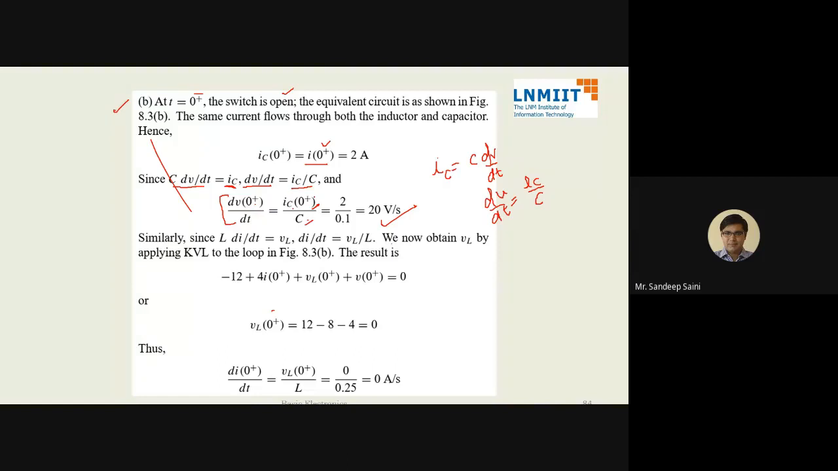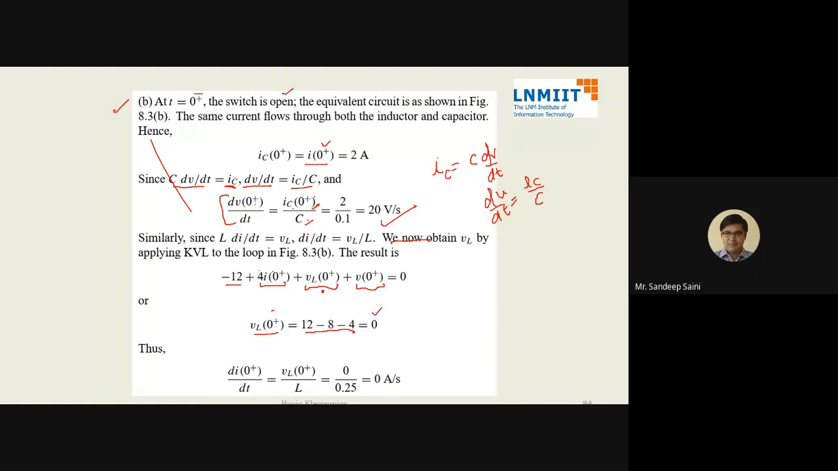We will now obtain, so minus 12. What is the voltage across resistor? 4 into I. What is the voltage across inductor? VL. What is the voltage across capacitor? VC at 0 plus. Okay. Keep VL on one side, everything on the other side. So VL at 0 plus is 0.